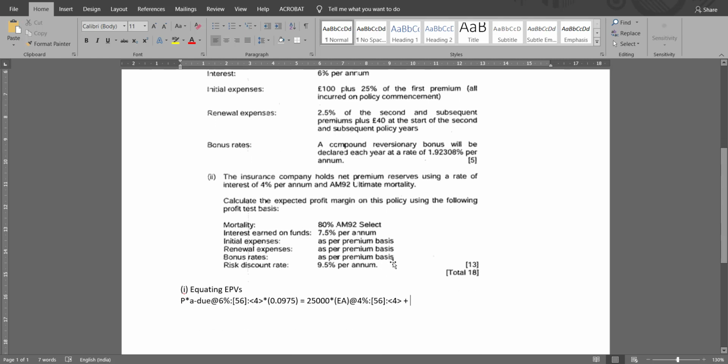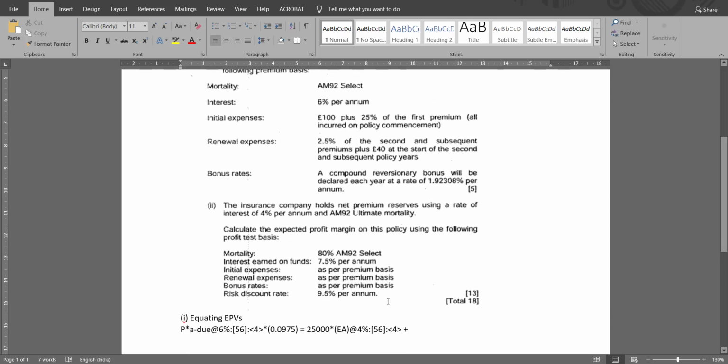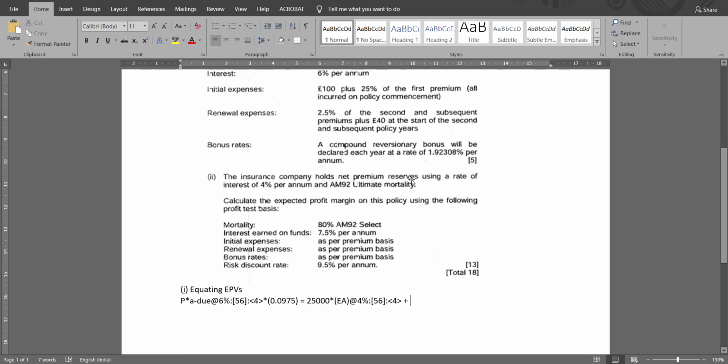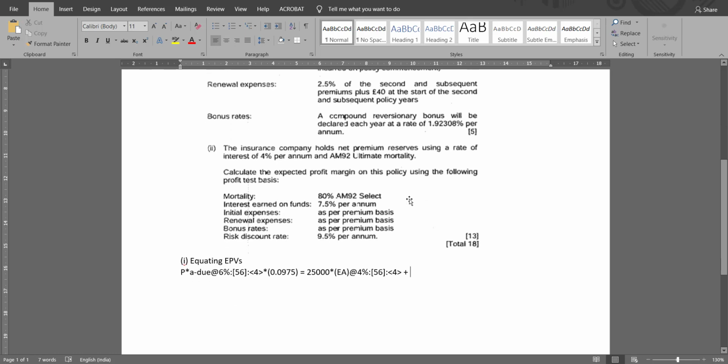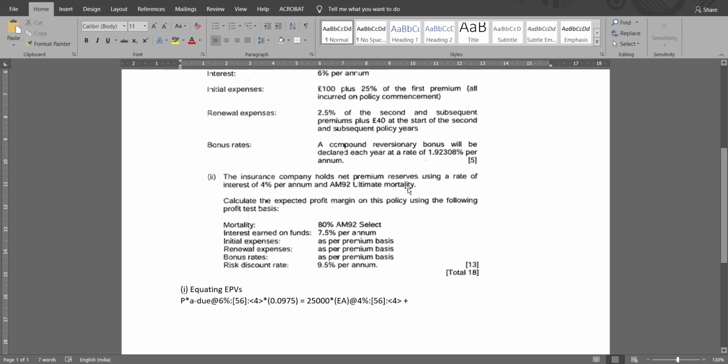You'll have your expenses. Here you have already accounted for 2.5% of the expenses. You need the extra initial expense. The initial expense is 25% of the first premium. You have already taken into account 2.5%, so you need to take the remaining 22.5%. So you will say 0.225, 22.5% of P. This is one thing you need to take. Plus they are saying you have 100 as well, so this 100 will be taken into account. Plus you have 40 at the start of second and subsequent years.